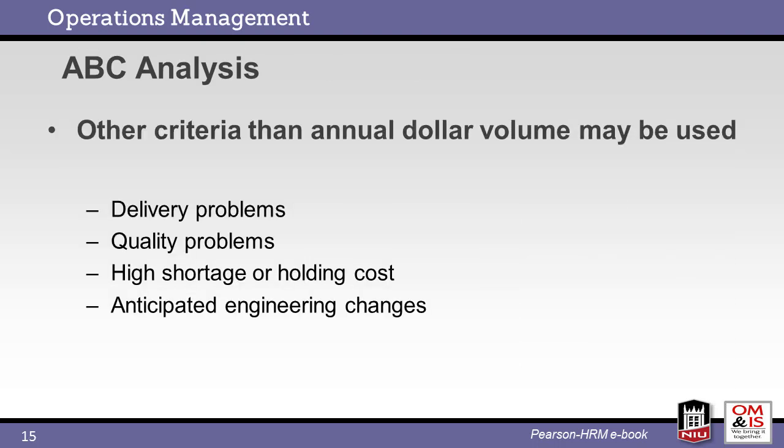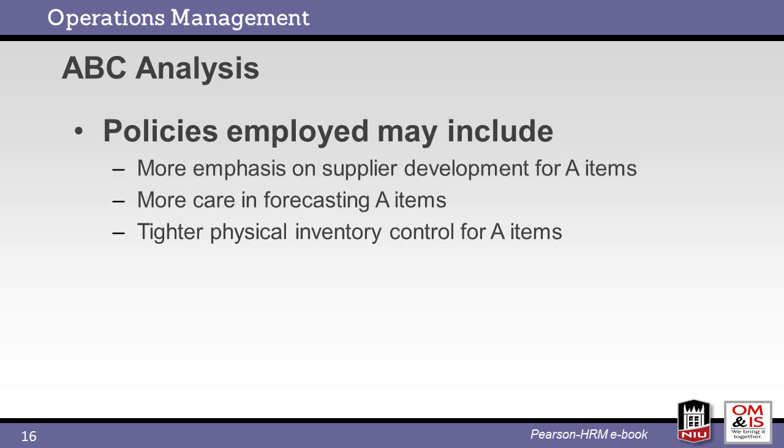Dollar volume is not the only reason to identify an item as Class A. Hard to find components, those with quality issues, and those with pending engineering change may also receive special attention. Management focus on A items may result in greater supplier development, tighter forecasting, and better inventory control.